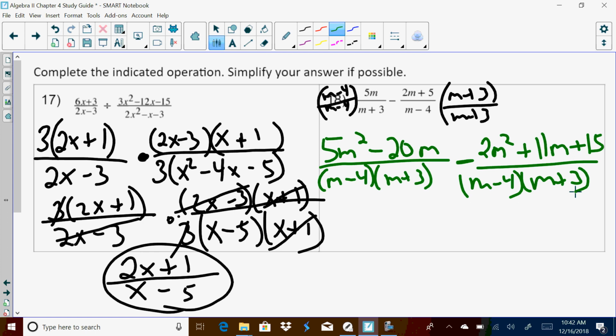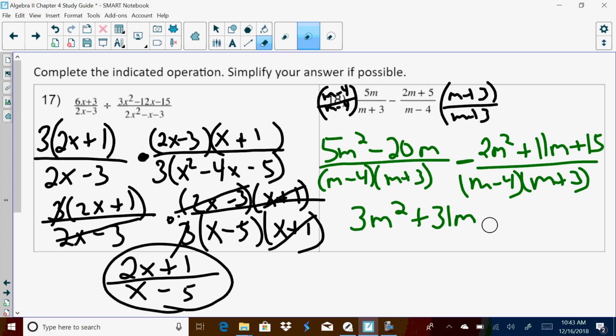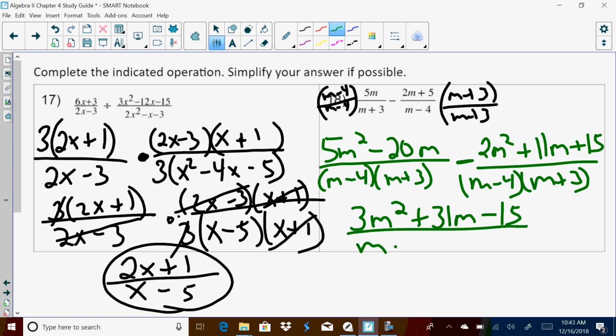So then I simplify 5m squared, so I get 3m squared. Negative 20 minus 11 is 31m. And then minus 15 over m minus 4, m plus 3. So then the next thing I do is I attempt to factor it.